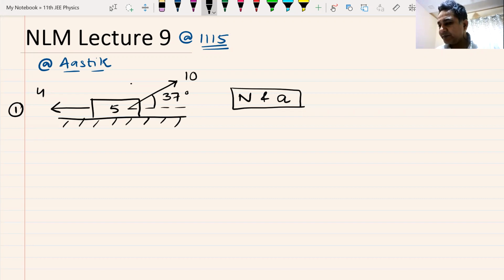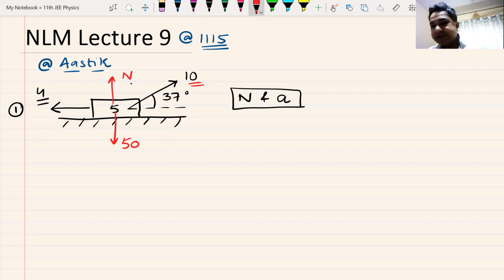What is the first step? Draw a sketch. Sketch is there. Second step, isolate all bodies. There's only one body, nothing to isolate. Step number 3, draw free body diagram. Two forces are already there, 4 Newton and 10 Newton. I draw the rest of the forces. One is gravity acting downwards, mg, 5 into 10. One is normal reaction, N, coming upwards. All the forces are there.